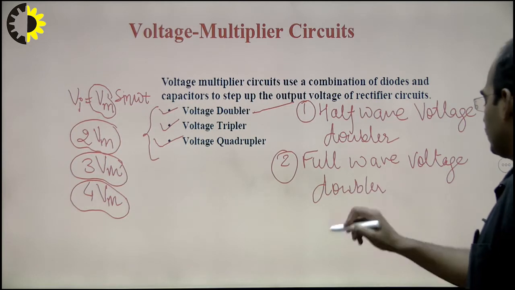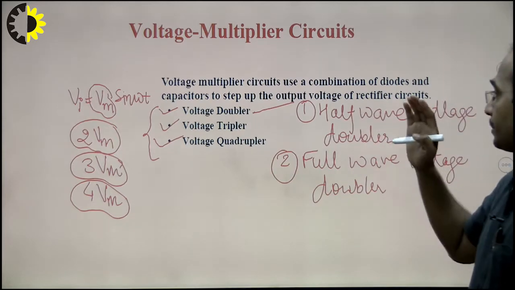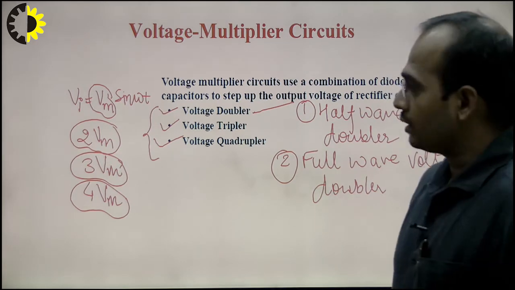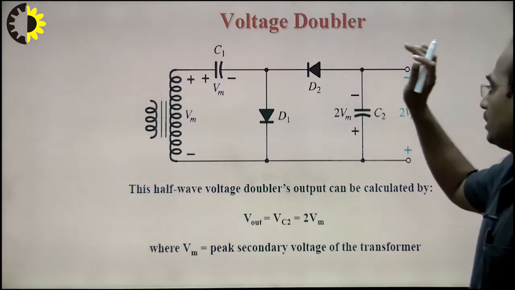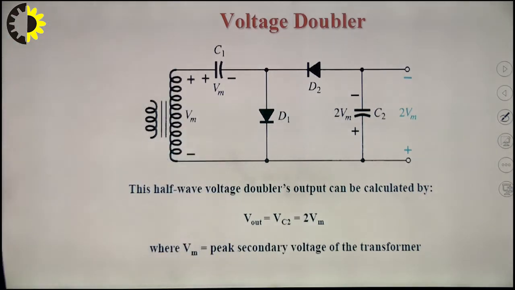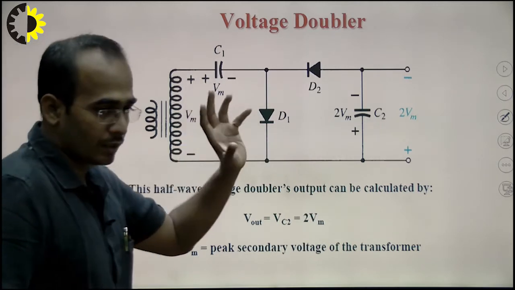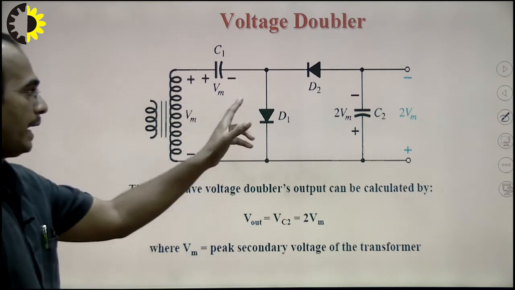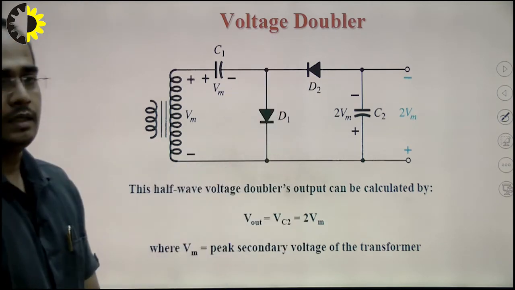The analysis of a voltage multiplier circuit is the same as the clamper circuit. In this circuit you can see that this is a half wave voltage doubler. If I remove this part of the circuit, then this circuit is quite similar to a clamper. Here one capacitor and one diode are used. If I add one load resistance in parallel with this diode, this circuit will become a clamper.